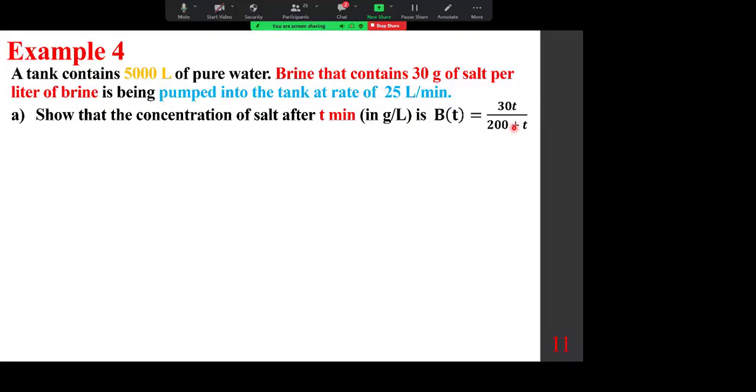That's all. So concentration of salt, that means the amount of salt in grams over the amount of liquid in liters. That's the meaning of this. First, we understand this meaning.